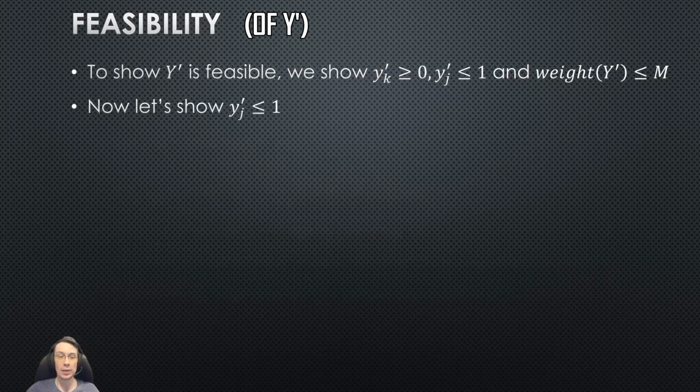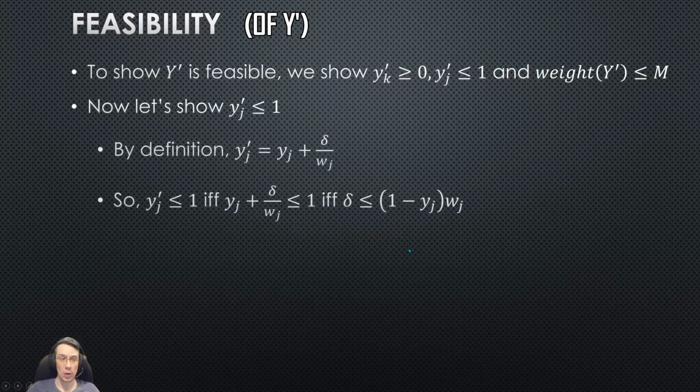Now let's show that yj prime is less than or equal to 1. So here's the definition of yj prime. It's yj plus delta over wj. So for yj prime to be less than or equal to 1, we have yj plus delta over wj less than or equal to 1. And this is true, thanks to a little bit of algebra, if and only if delta is less than or equal to (1 minus yj) times wj.